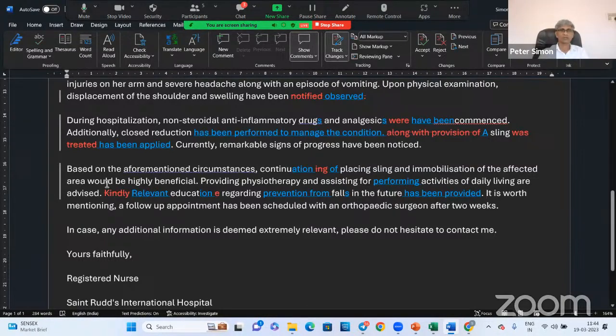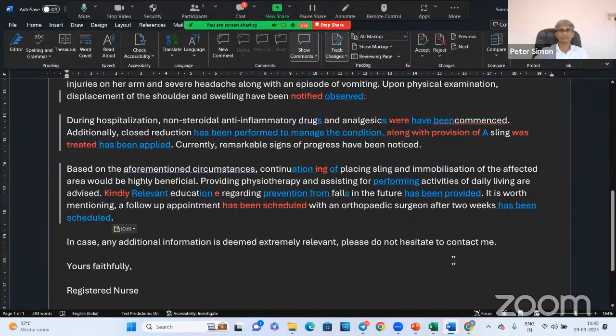It is worth mentioning that a follow-up appointment with an orthopedic surgeon after 2 weeks has been scheduled. So 2 weeks, you can write as a fortnight. After a fortnight has been scheduled. So you can say an appointment for review with an orthopedic surgeon. Follow-up means review only.